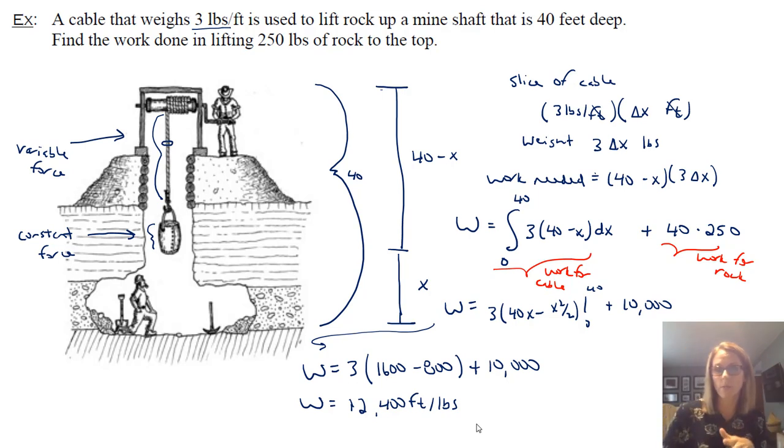So you can kind of see that the cable itself is only 2,400 foot-pounds. But by adding that rock, that's the extra 10,000 just to bring that up from the bottom as well, because it's sitting there on the bottom and now has to be lifted. So let's look at some more examples.